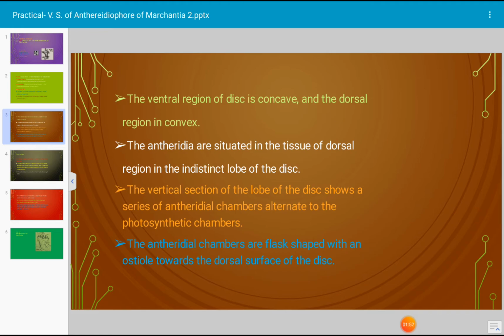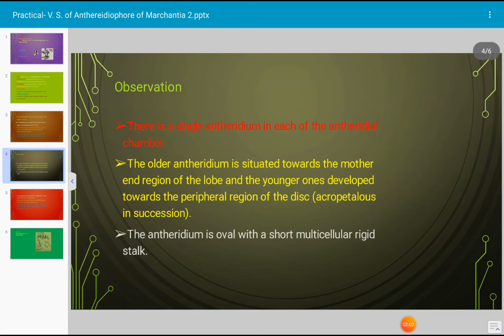That antheridial chamber is a flask-shaped structure with an ostiole. Ostiole is the opening towards the dorsal surface of the disc. Next, there is a single antheridium in each of the antheridial chambers. It is very important: the older antheridium is situated towards the mother end region of the lobe, and the younger ones developed toward the peripheral region of the disc. Okay, acropetalous succession is there.